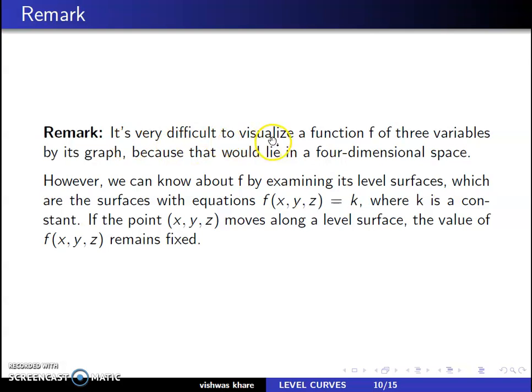Remark, it is very difficult to visualize a function f of 3 variables by its graph because that would lie in a 4-dimensional space. However, we can know about f by examining its level surfaces, which are the surfaces with equation f(x, y, z) is equal to k, where k is a constant. If the point (x, y, z) moves along a level surface, the value of f(x, y, z) remains fixed.